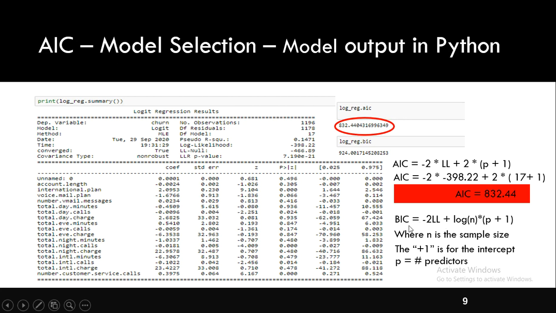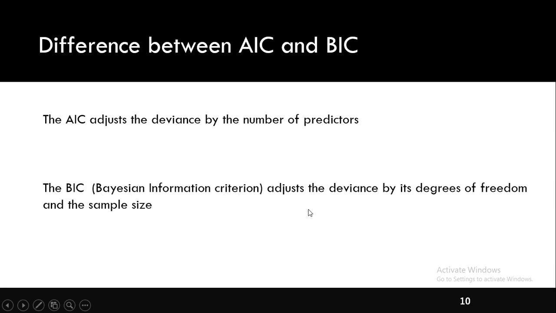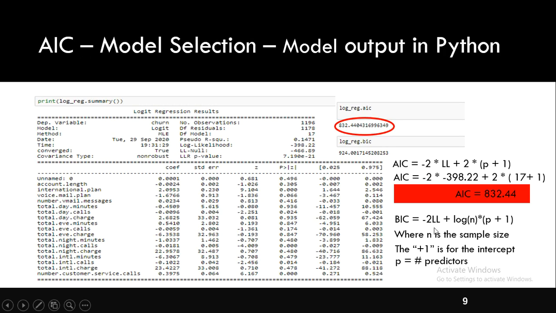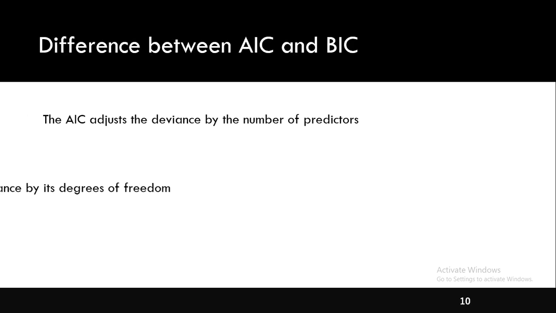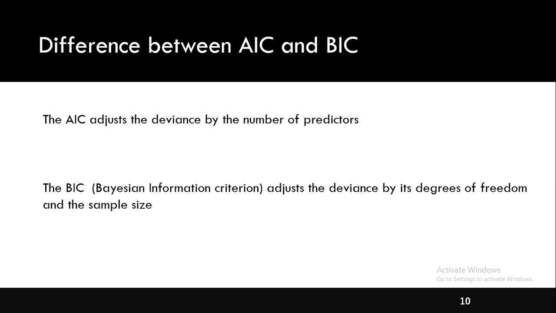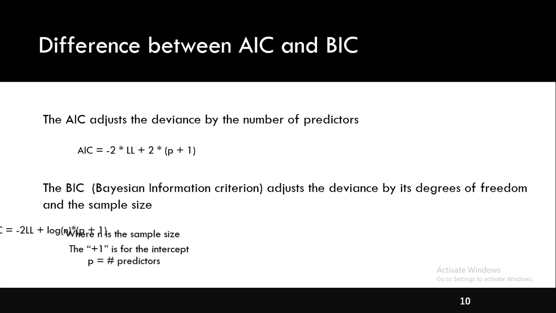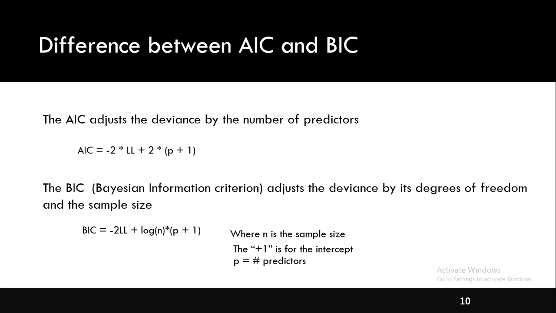Next, we have something else called BIC. BIC stands for Bayesian Information Criterion. The formula for BIC is slightly different from AIC: minus 2 into log likelihood plus log of n into p plus 1. Here n is the sample size, plus 1 is for the intercept, and p is the number of predictors. Using both AIC and BIC, we can perform model selection. The difference between AIC and BIC is that AIC adjusts the deviance by the number of predictors, whereas the BIC adjusts the deviance by its degrees of freedom.